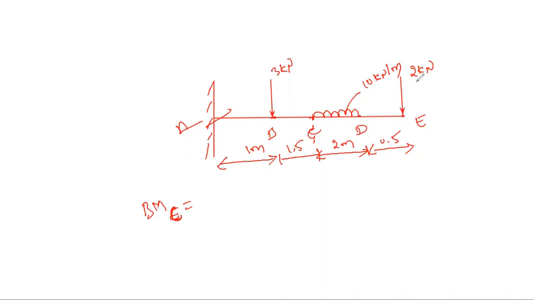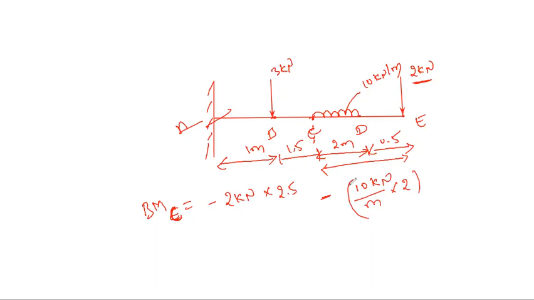Now, to calculate a bending moment at the point C, what we need to do? First, we need to consider the vertical forces. What is the vertical force? Minus 2 kilonewton into, this is the force into distance. From here to here, what is the distance? It is 2.5. Is this clear? Minus we have this 10 kilonewton meter as the force. This is a UDL. To convert the UDL into a point load, multiply with 2. If you multiply with 2, you will get your point load.